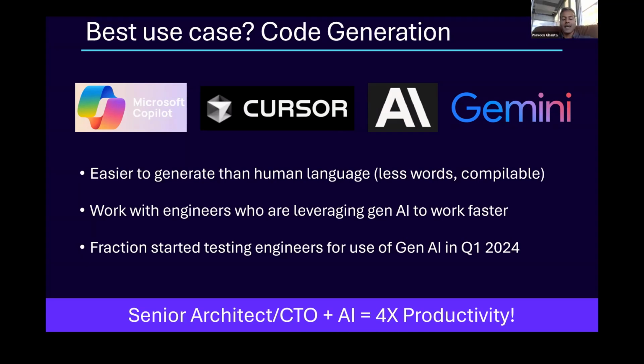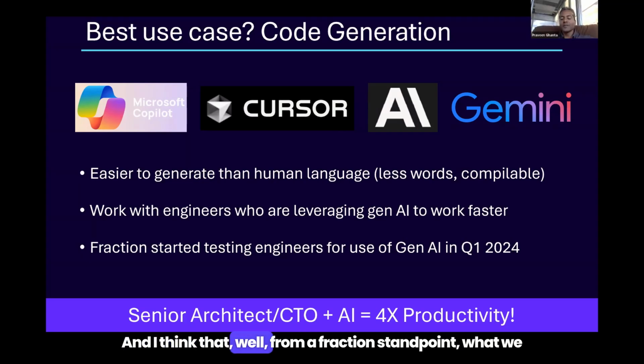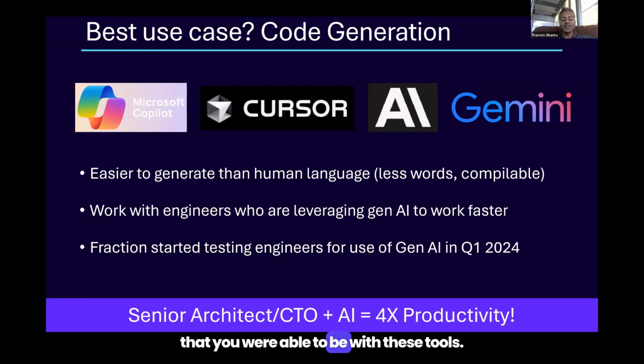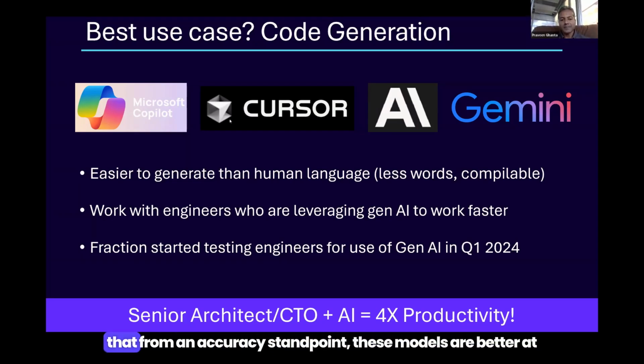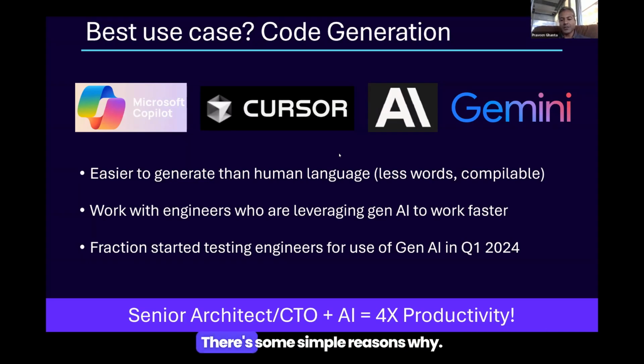Yeah, and I think that, from a productivity standpoint, what we started to see was Jeremy, how productive you were able to be with these tools. So then I jumped on the bandwagon and really started to use Copilot mainly, tried out some other tools as well, in writing code. And what you realize, so this is I would say the learning that we had from that, one is that from an accuracy standpoint, these models are better at generating code than they are at generating human language.